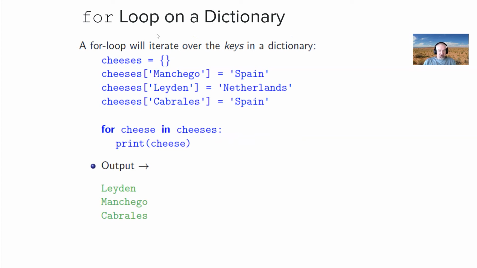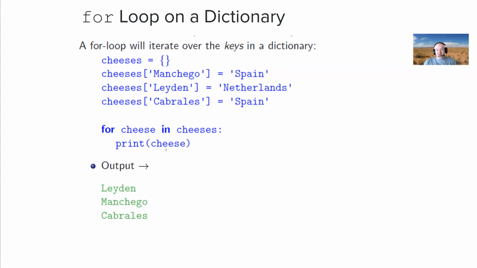Right, using for loops on a dictionary. A for loop will iterate over the keys in a dictionary. So if we have a dictionary over here with 3 key-value pairs, and we do for cheese in cheeses, what will happen is it will store in the variable cheese the keys of the dictionary cheeses, right? If you run this, this is from an older version of Python where the dictionaries weren't sorted. They are now sorted, so this will actually come out in a different order. But that's okay. It'll probably be Manchego, Leiden, and Cabrales in the proper order.